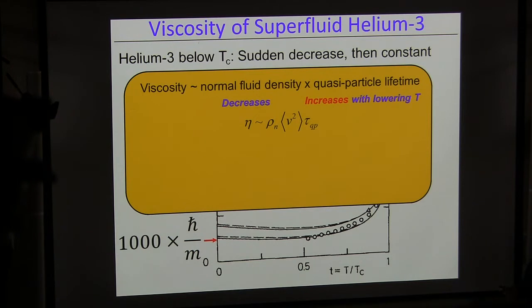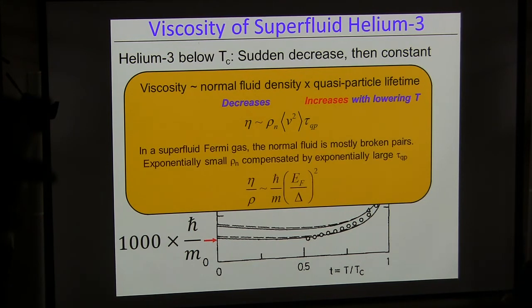And well, we can understand this. Why doesn't it go to 0 or something? As long as you have this hydrodynamic description, viscosity is just always the normal fluid density times the lifetime of the quasi-particles that are carrying around the normal fluid. And it so happens that in a Fermi gas, the normal fraction is basically exponentially suppressed, because those are the broken pairs. But the lifetime of those guys, if you have them, those broken pairs, is also exponentially long.